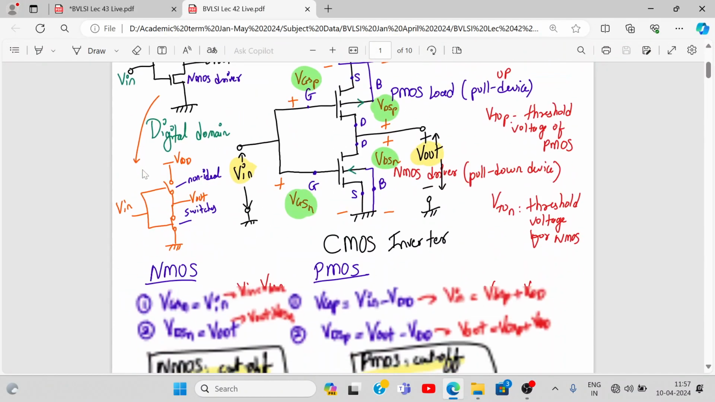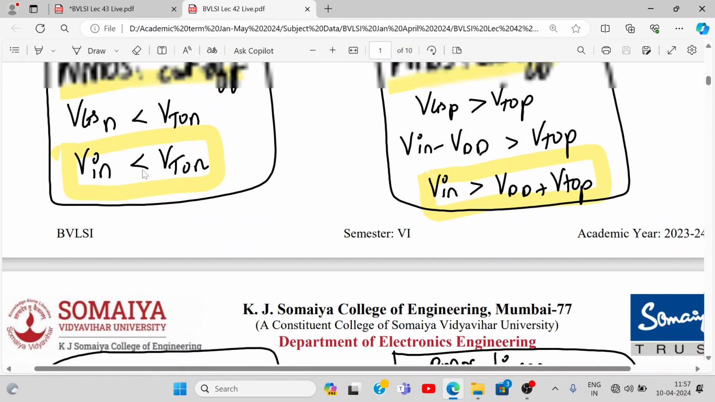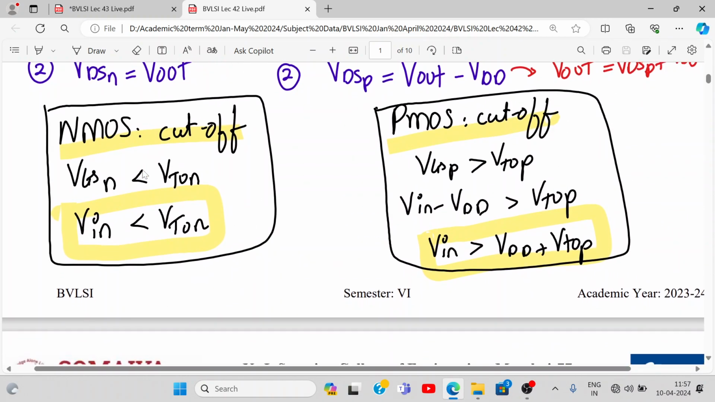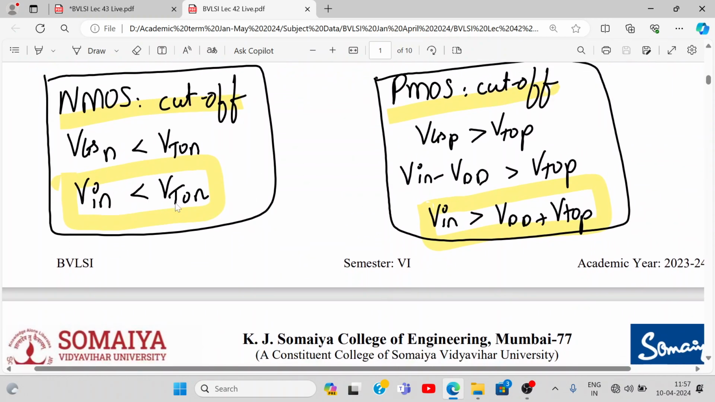So yesterday we have discussed those conditions, right? When is the PMOS off? Vin is less than VTON. When is the NMOS cut off? Vin less than VTON, PMOS cut off when Vin is greater than VDD plus VTOP.